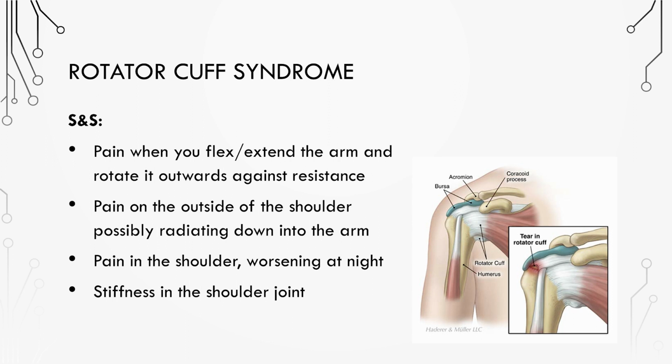Key signs of rotator cuff syndrome include pain and/or weakness during the flexion, extension, abduction, or rotation of the arm, particularly against resistance, as well as pain radiating along the outer shoulder, down the arm, or occasionally up to the neck. The discomfort often is exacerbated at night due to prolonged inflammation and may be accompanied by stiffness in the shoulder joint.